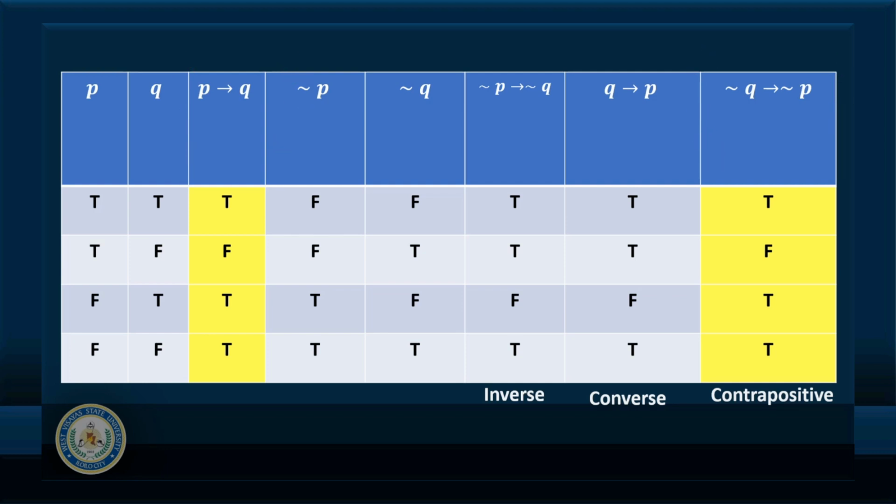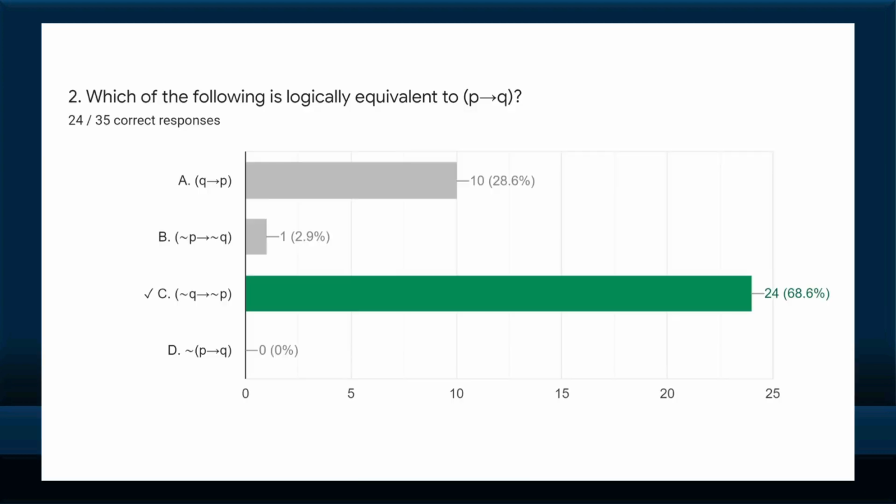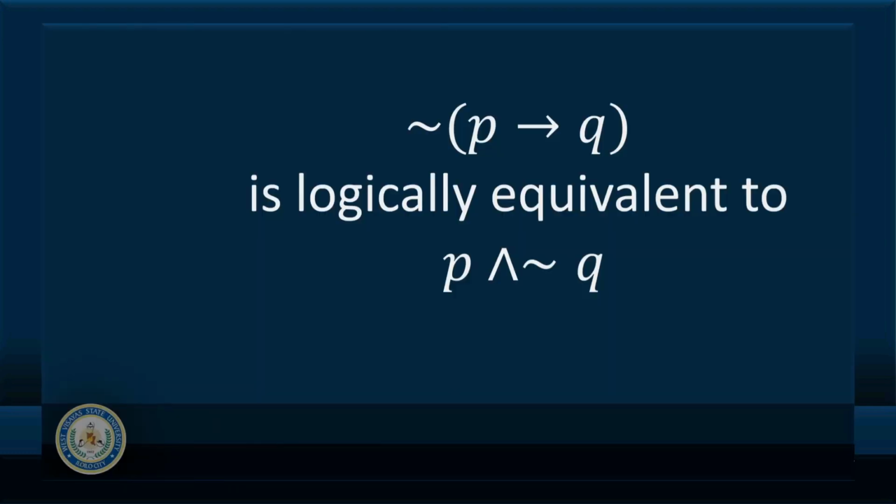In the same manner, for inverse and converse, they have the same truth values. Thus, inverse and converse are logically equivalent. So let's go back. The truth table has shown that indeed letter C is the correct answer. And this is also interesting. We have letter D choice. What does it look like? The negation of P implies Q is logically equivalent to P and not Q. The negation of an implication is a conjunction of the premise and negation of the conclusion.